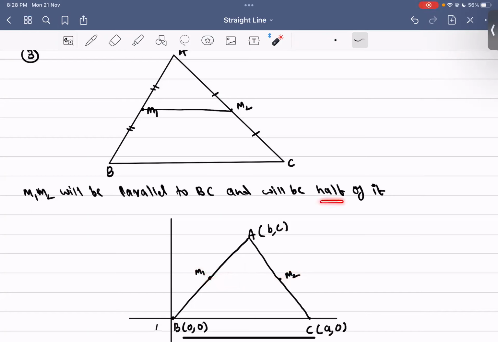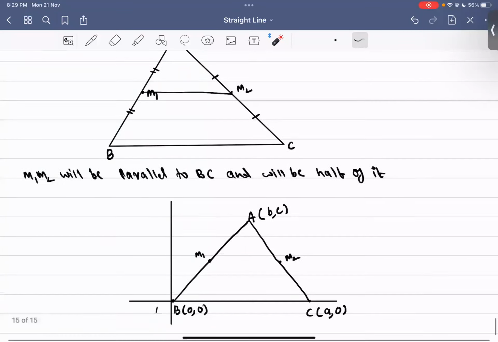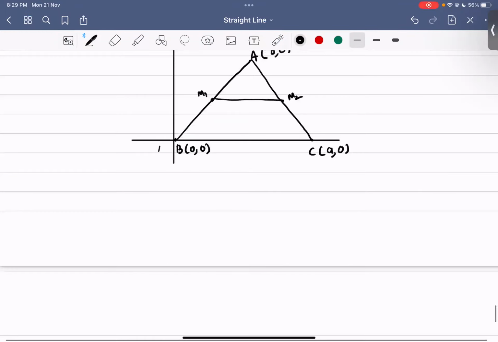Then these two are parallel. Parallel means slopes are equal. So calculate slope of M1, M2 and slope of BC. Those two slopes will be same. And M1, M2 will be half of the BC. You calculate BC distance and M1, M2 distance. So M1, M2 distance will be half of BC distance. You do this as homework. Okay. Result is note number 4.